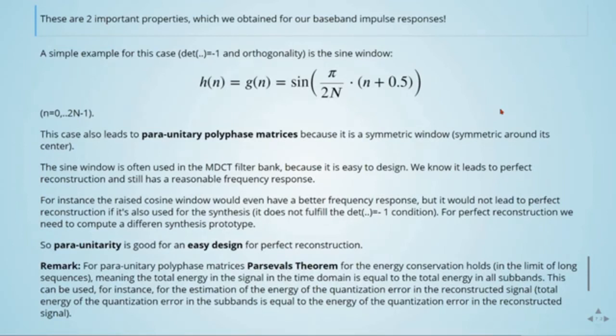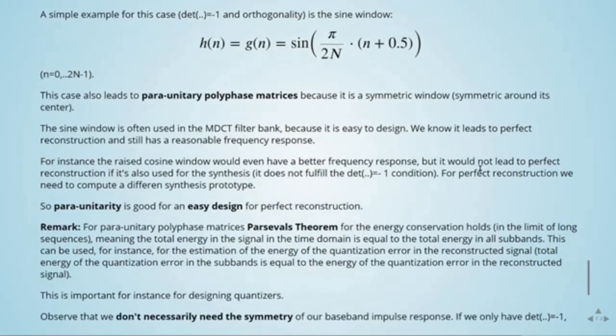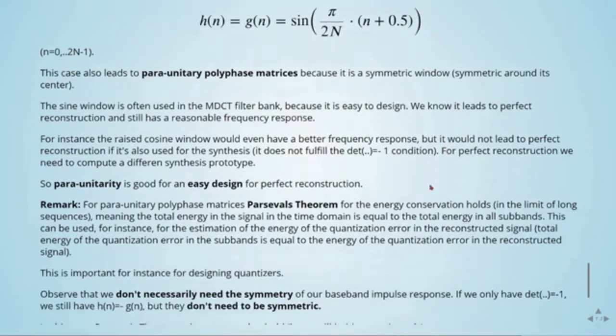For instance, the raised cosine window would even have a better frequency response, but it would not lead to perfect reconstruction if it's also used for the synthesis. So it does not fulfill the condition that the determinant should be equal to minus 1. For perfect reconstruction, we need to compute a different synthesis prototype. So para-unitarity is good for an easy design for perfect reconstruction.